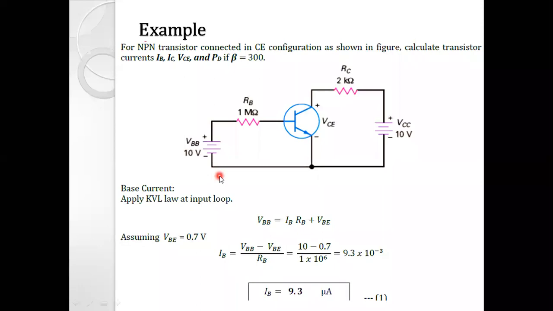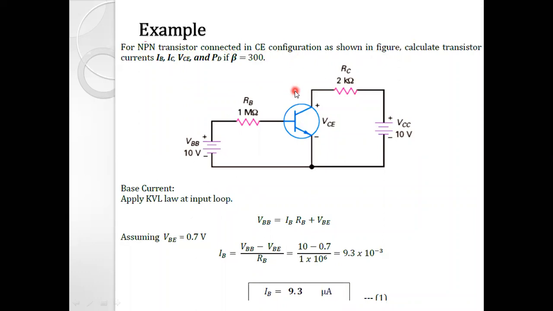Welcome to the next session of unit number 2, which is bipolar junction transistor and its biasing. So let us start with the example. Here the problem statement is given that for an NPN transistor, which is connected in common emitter configuration, even the circuit diagram is also given as a part of the problem statement.